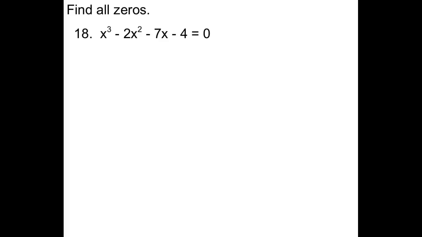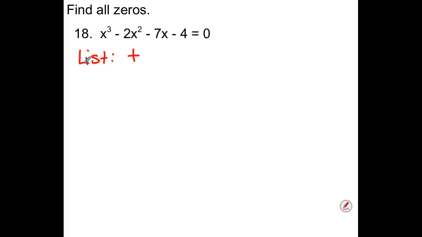We're continuing our work with finding zeros for polynomial equations. On Friday last week we had a 3-step process. What was the first step in that process? Make the list. All right, we need to make the list.